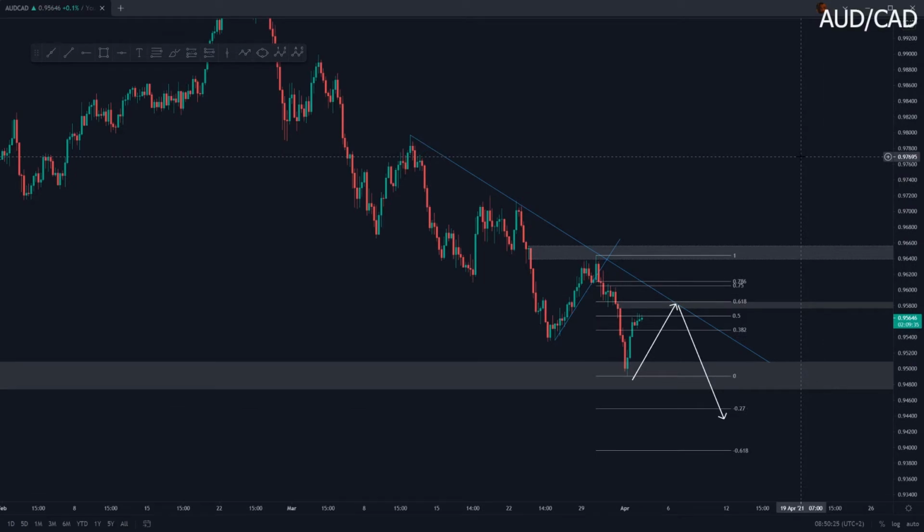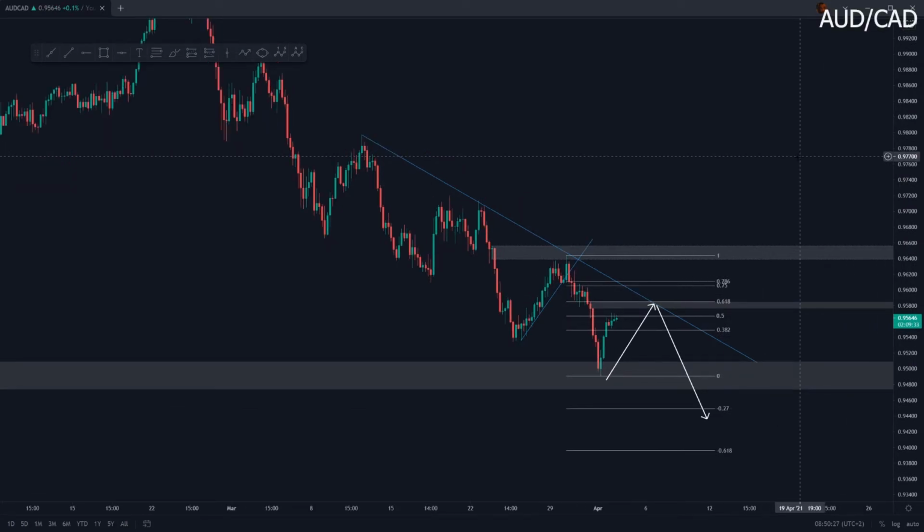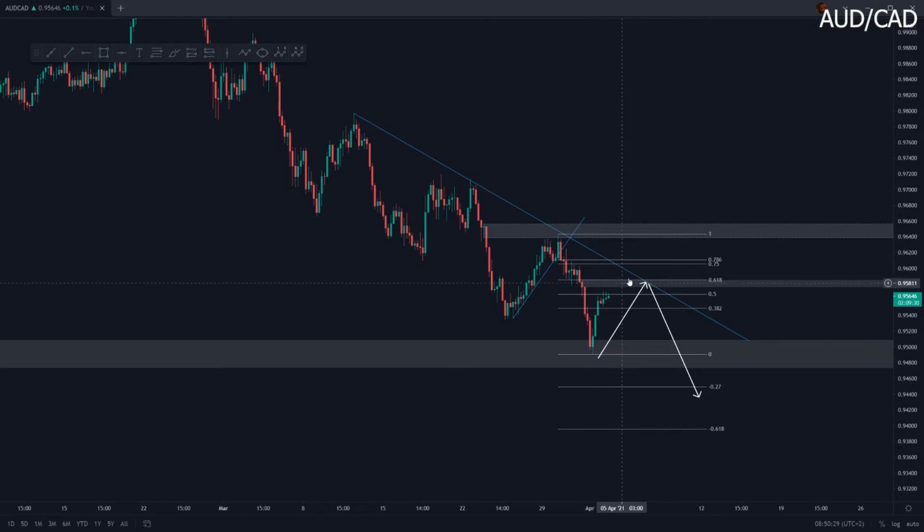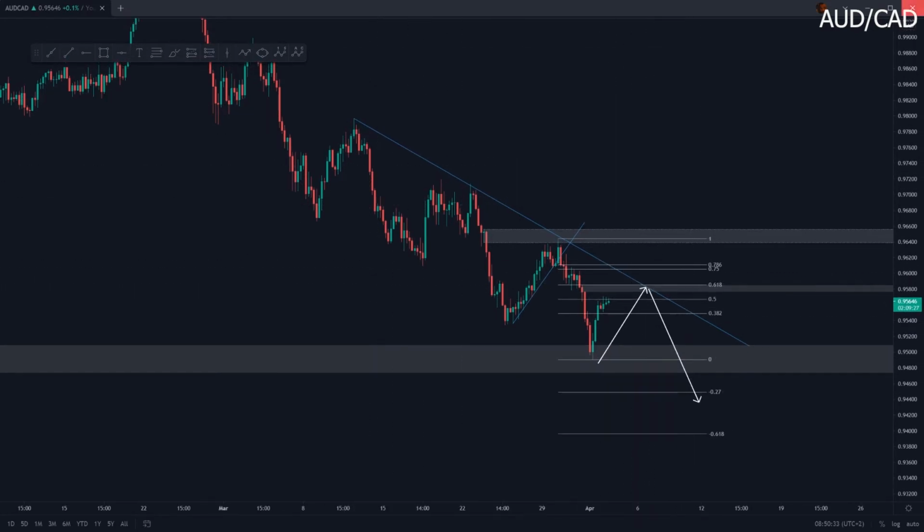And as we can see, AUDCAD has been playing out perfectly. We're currently retracing back up towards the trendline and back up towards the 618. We still have the obvious downtrend structure. As we can see, we have lower lows and lower highs. Lower high, lower high, low, lower low, and a new beautiful lower low.